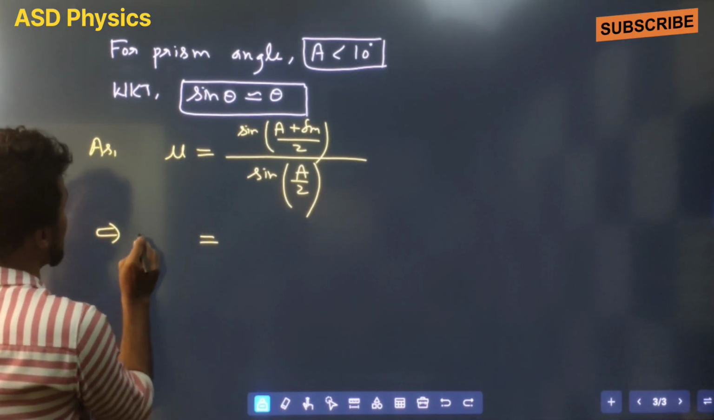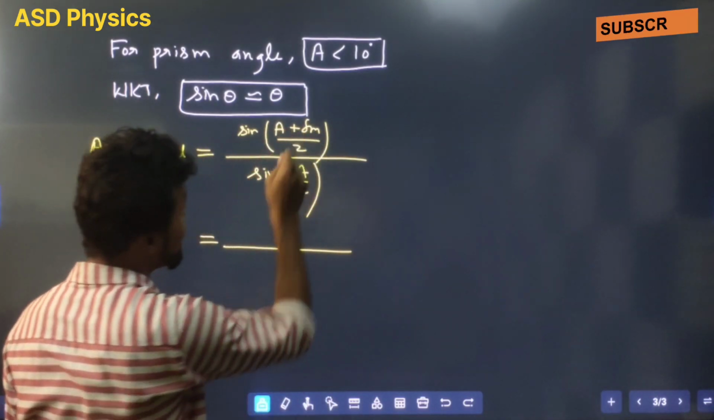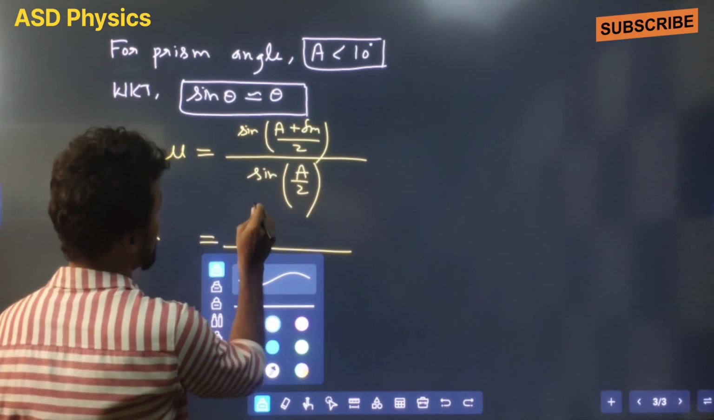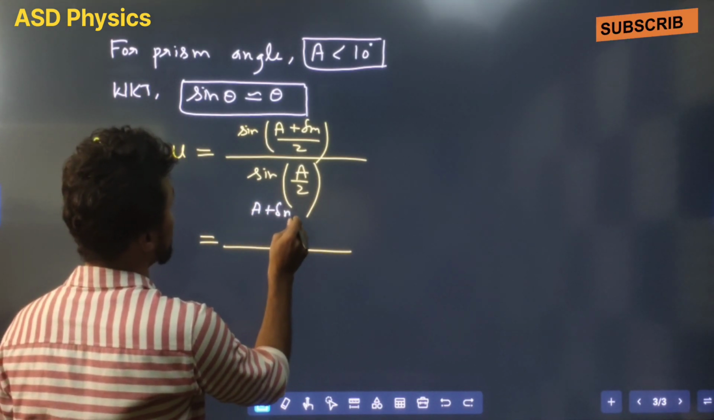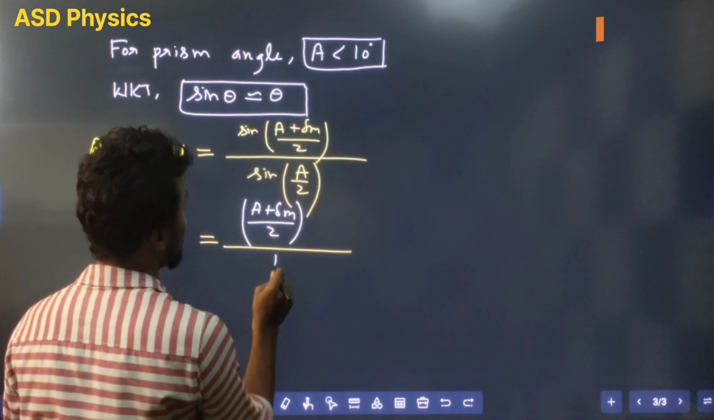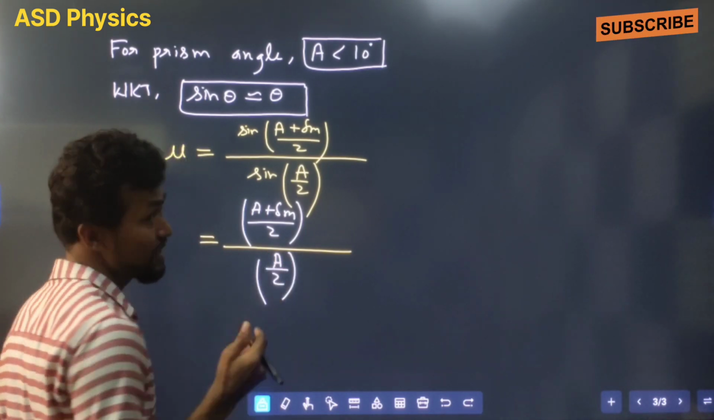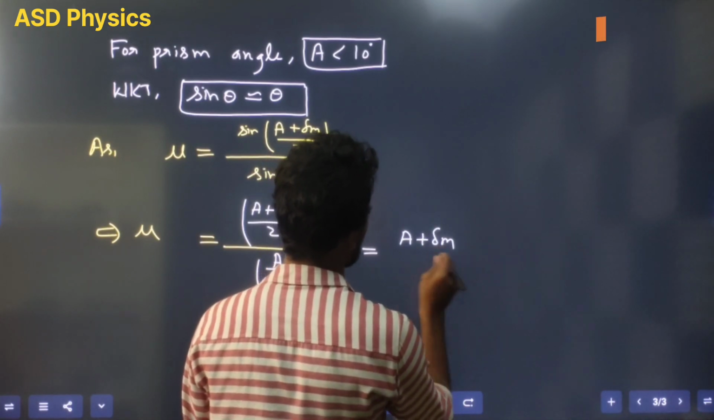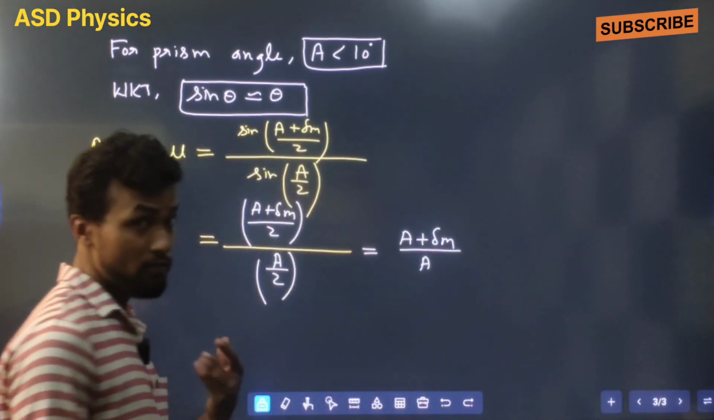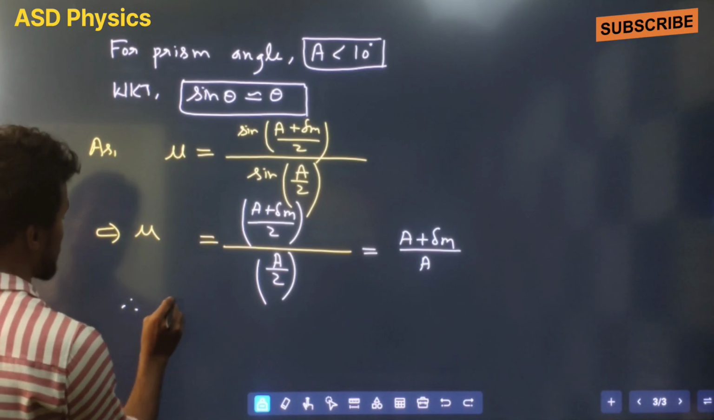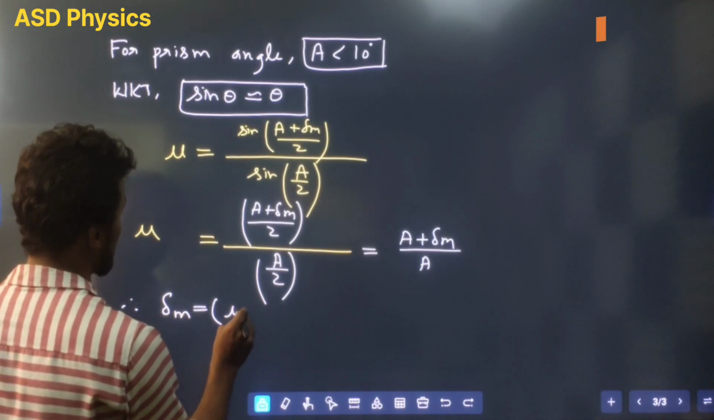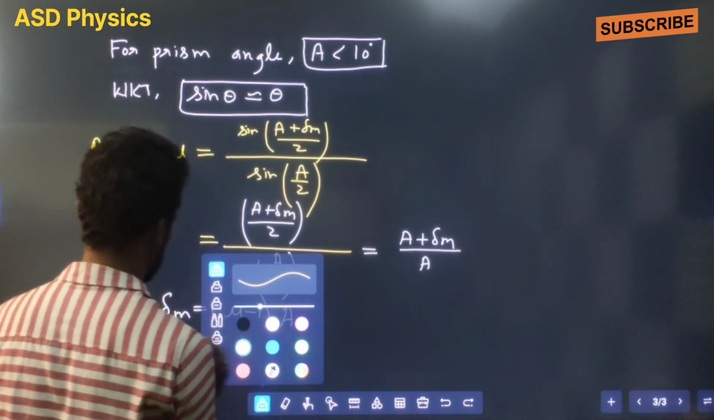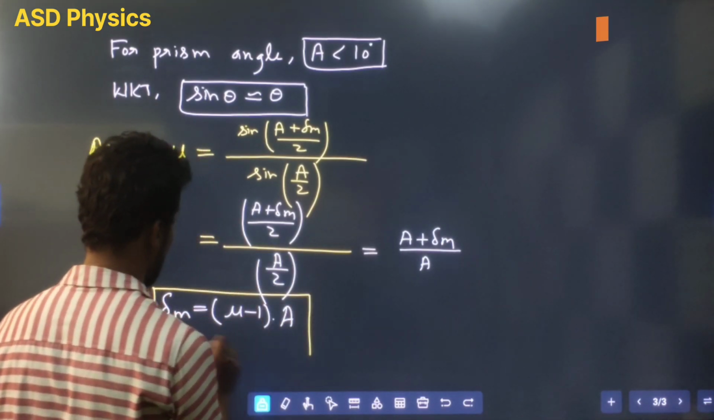We can write mu equals, sine theta becomes theta, so (A plus delta minimum)/2 divided by A/2. Then the 2 and 2 cancel, so it becomes (A plus delta minimum) by A. When we simplify this, delta minimum becomes mu minus 1, into A. Let me put it into brackets: delta minimum equals (mu minus 1) A.